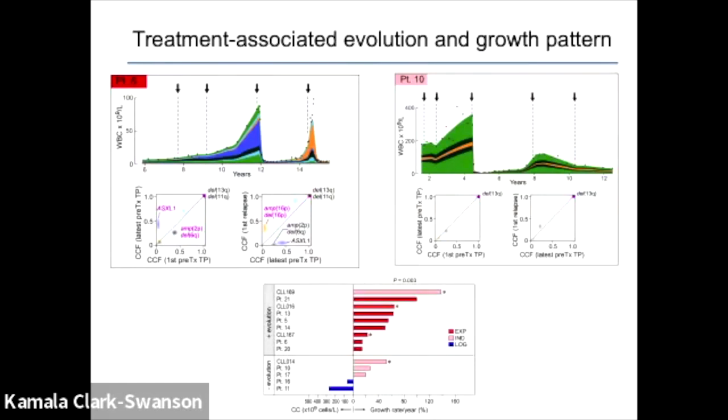And so for some of them, we had data points where the CLL was sequenced after it relapsed after treatment. I give you here examples of two patients, patient 6 on the left and patient 10 on the right. Patient 6 is an example of an exponentially growing CLL. We had 3 longitudinal time points where the CLL was sequenced before treatment. Treatment was initiated around year 12 after diagnosis.